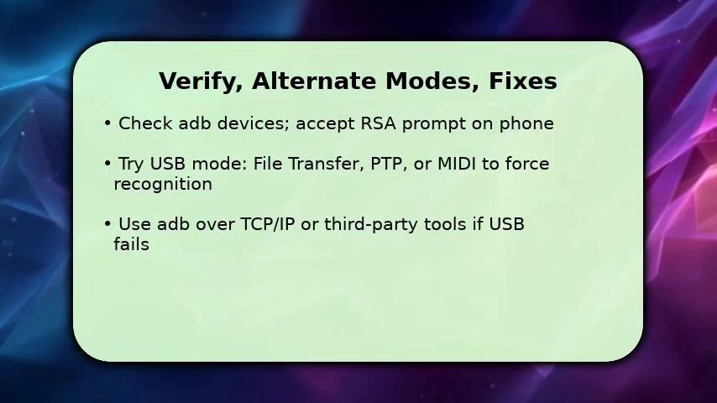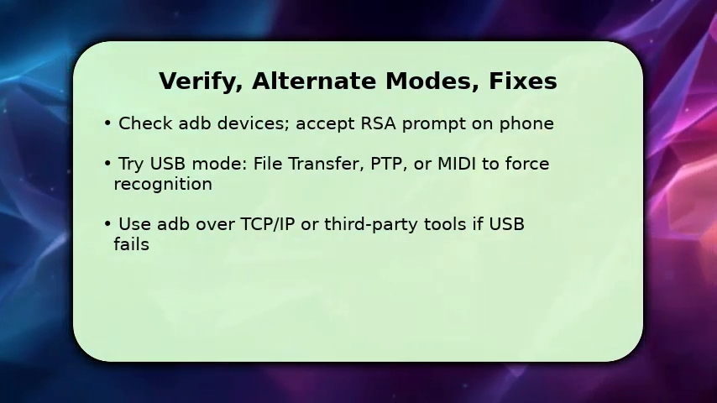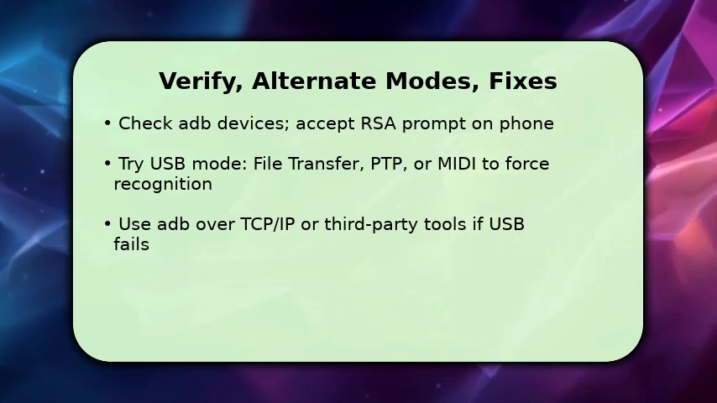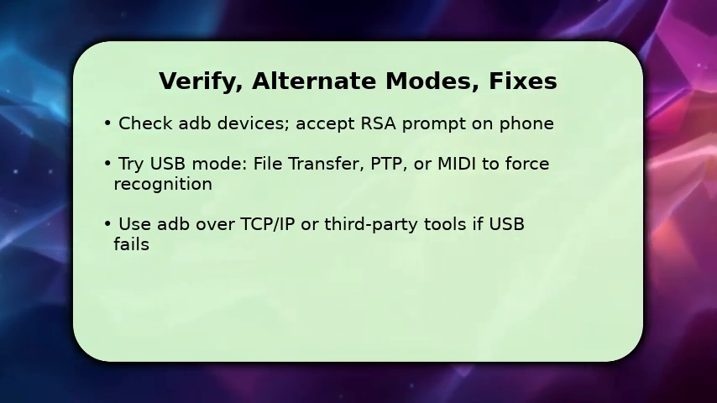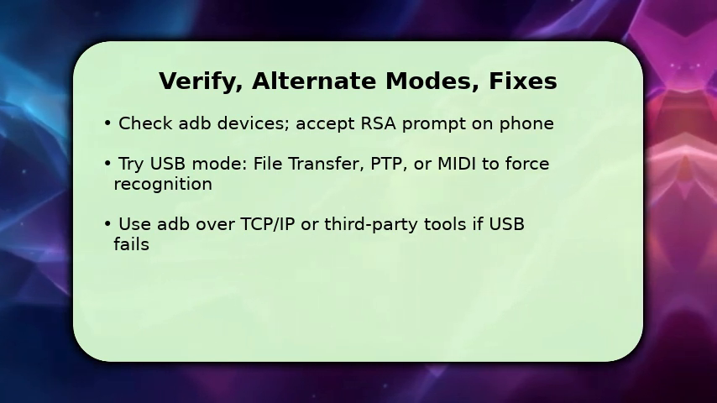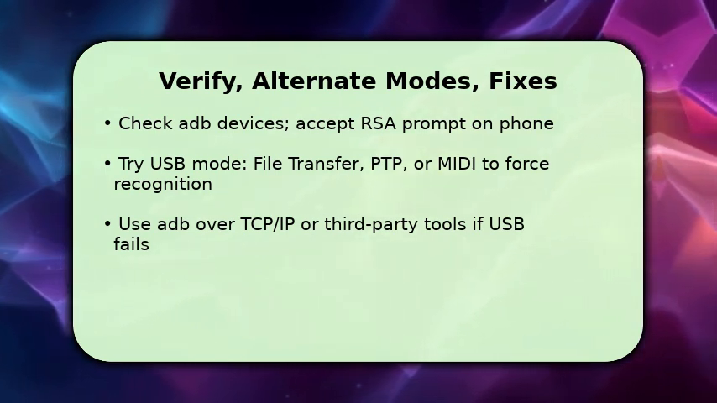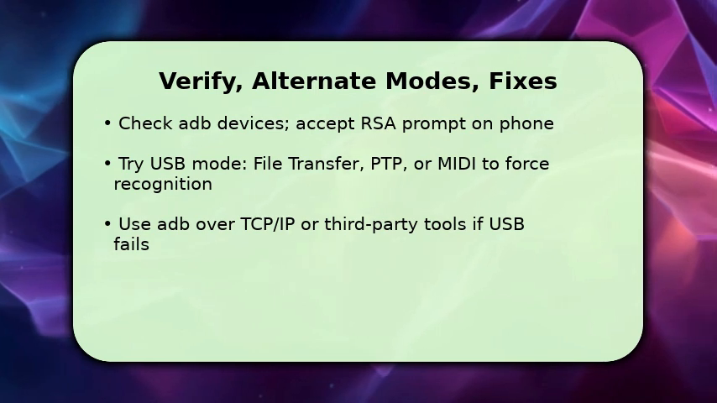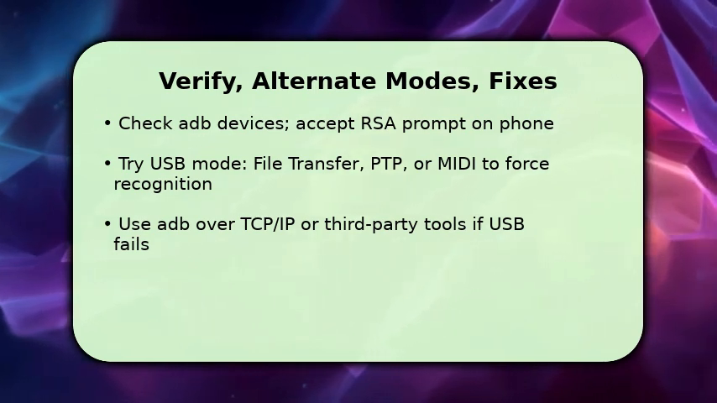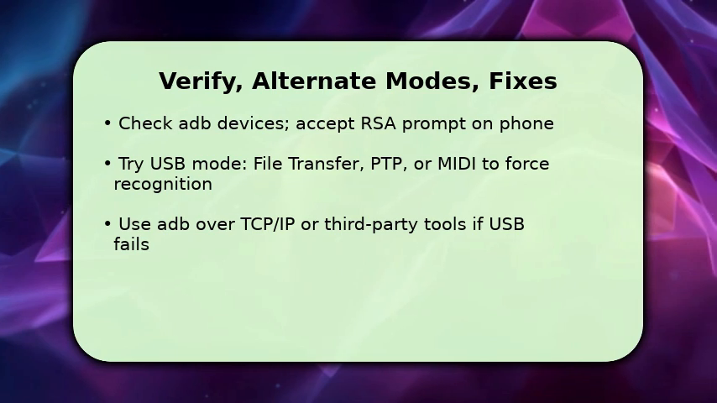You finish by verifying connectivity. Run adb devices and confirm your device appears as authorized. If not, revoke USB debugging authorizations on the phone and reconnect. If USB is stubborn, switch the phone's USB mode between file transfer, PTP, or MIDI to trigger a fresh binding.